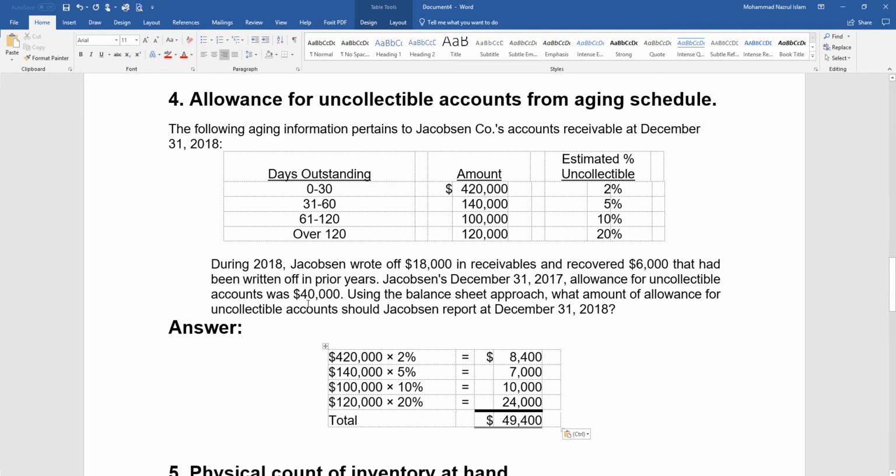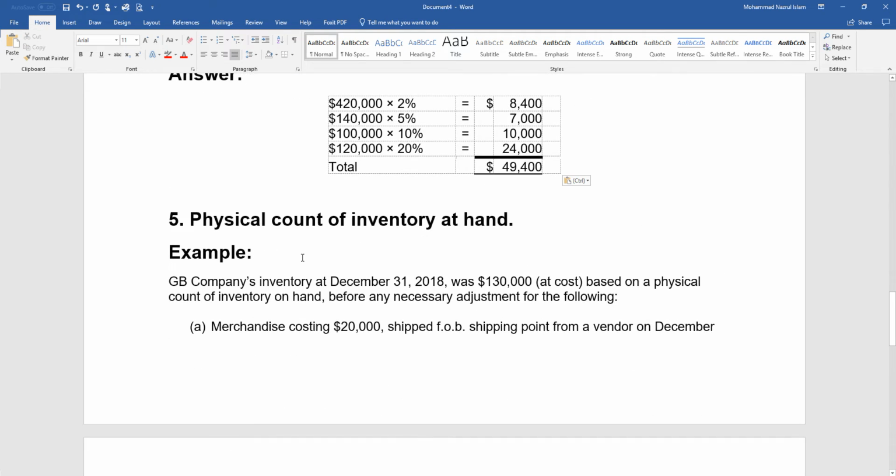So you can see that the allowance for uncollectible accounts was 40,000. So this is not gonna affect our new allowance for uncollectible accounts for 2018. Can you see that? So this is for 2017. But if there were some balances for 2018, we would have to adjust that one.